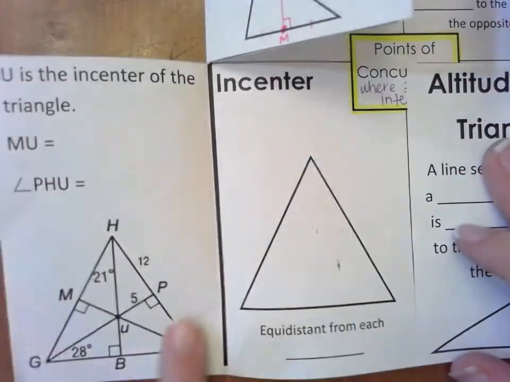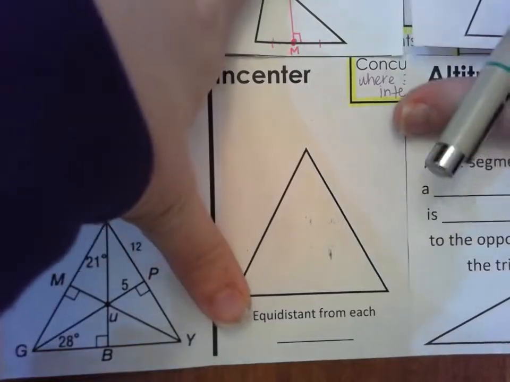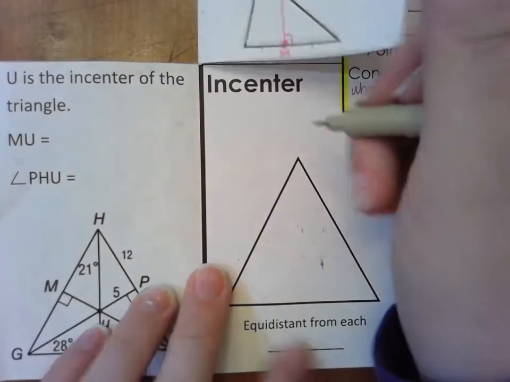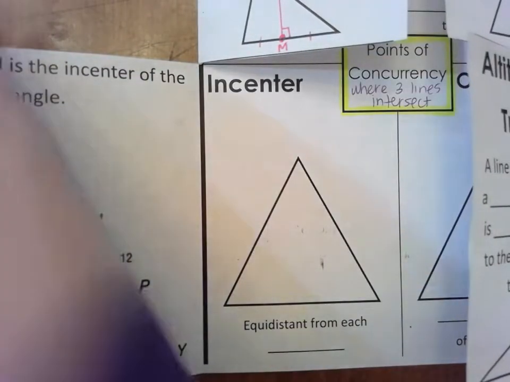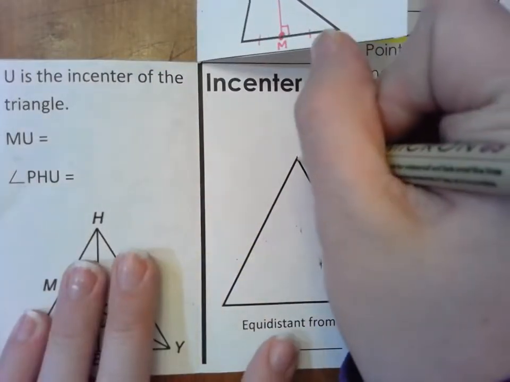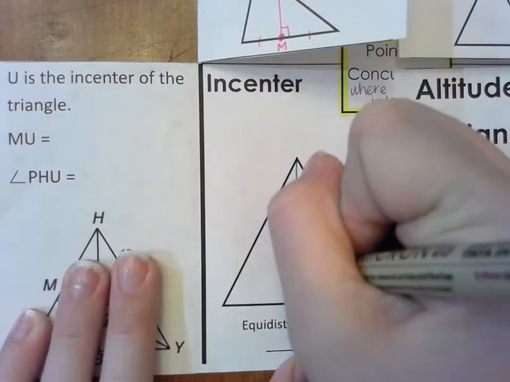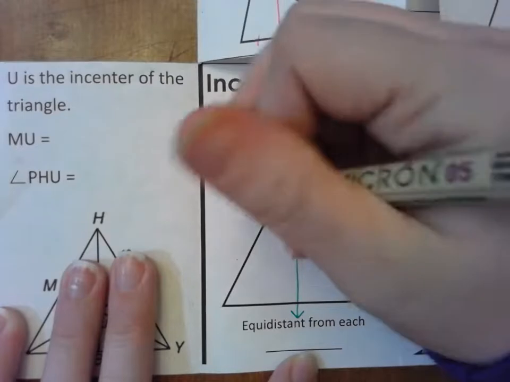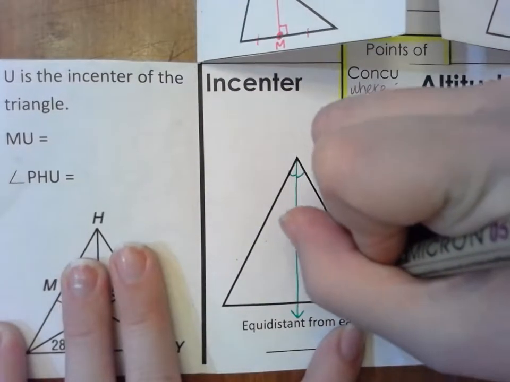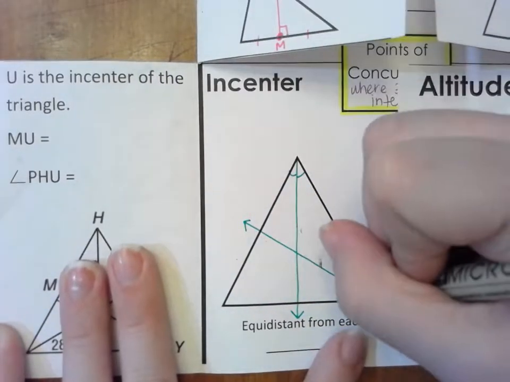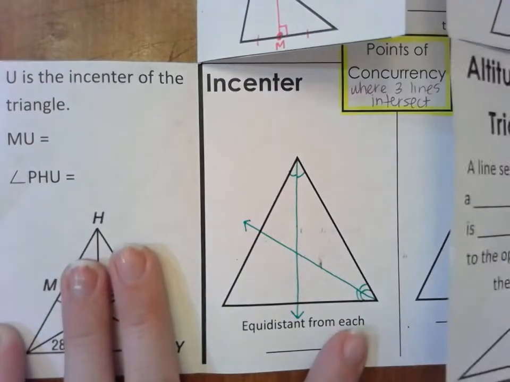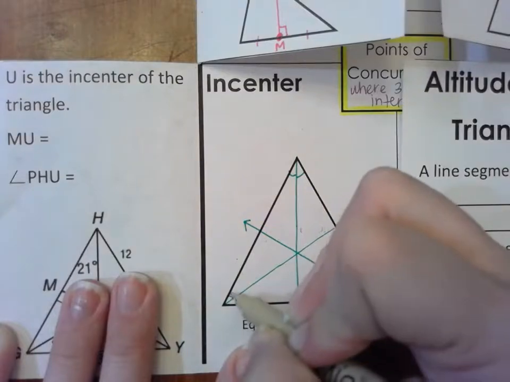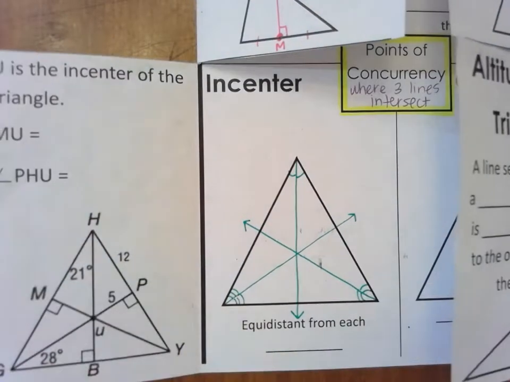And just like the perpendicular bisector, we can have 3 of these for every triangle because there's 3 angles in every triangle. So we could have an angle bisector right here through this top vertex. So these two angles would be congruent. We could also have one through this vertex, making these two angles congruent. And lastly, we could have one through this vertex, making these two angles congruent.